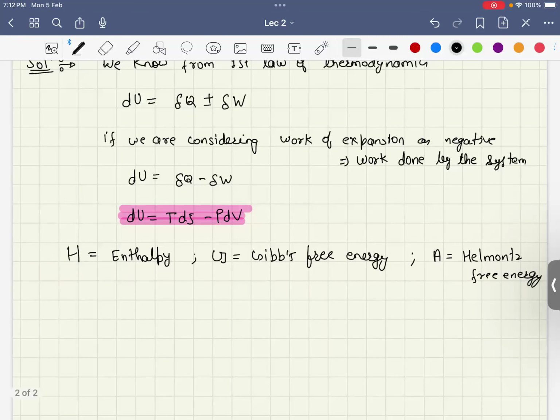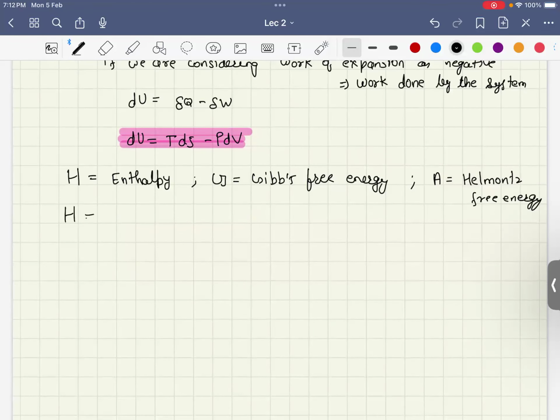So now the basic definition of enthalpy is what? Enthalpy is nothing but U plus PV, right? Okay. Gibbs free energy is nothing but H minus TS, right? And Helmholtz free energy is nothing but U minus TS.